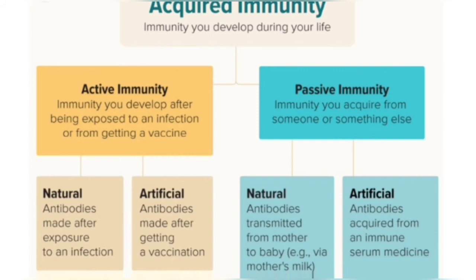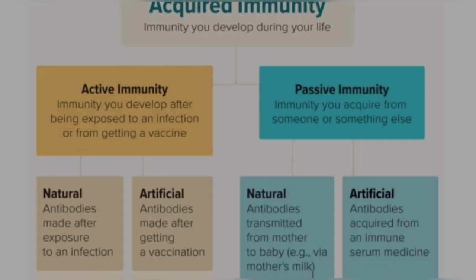In artificial passive immunity, antibody is acquired from an immune serum medicine.